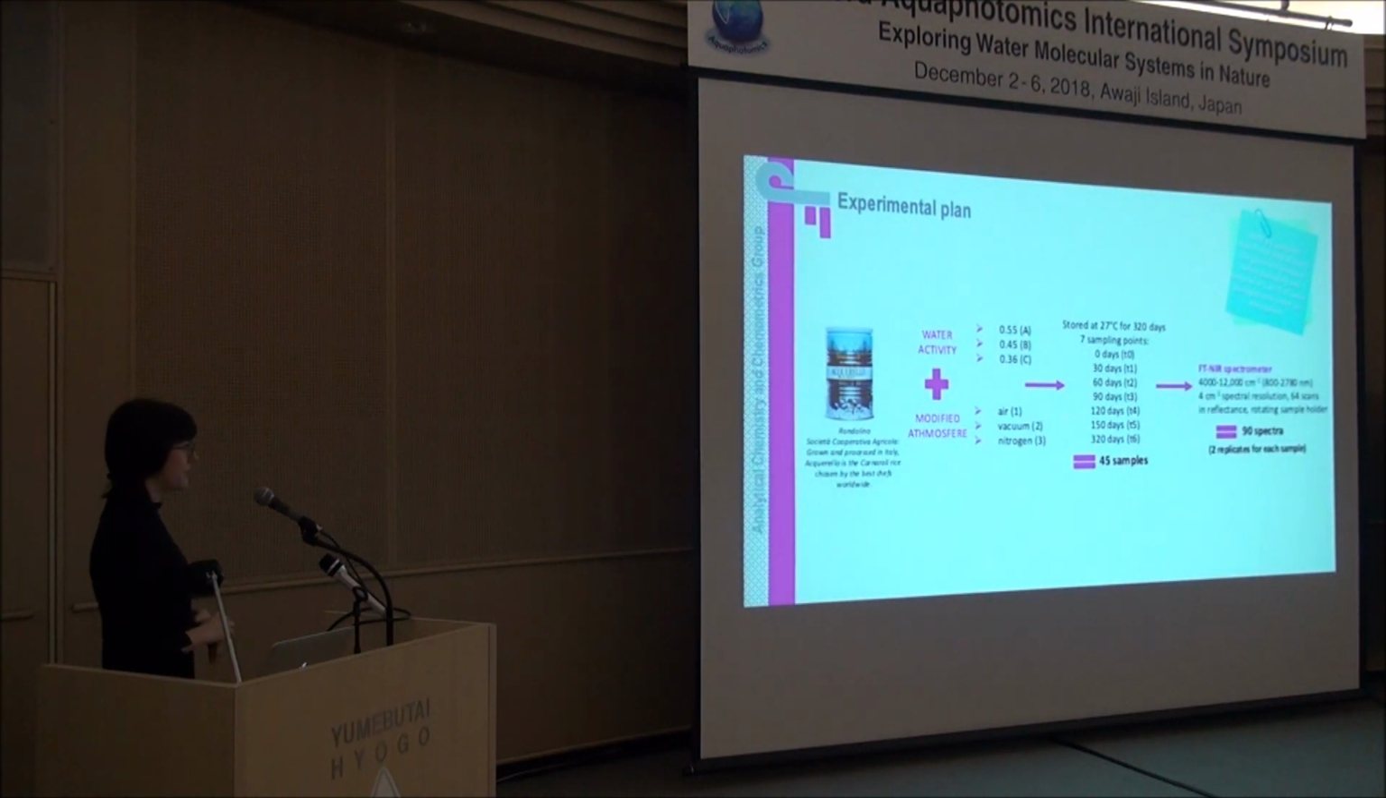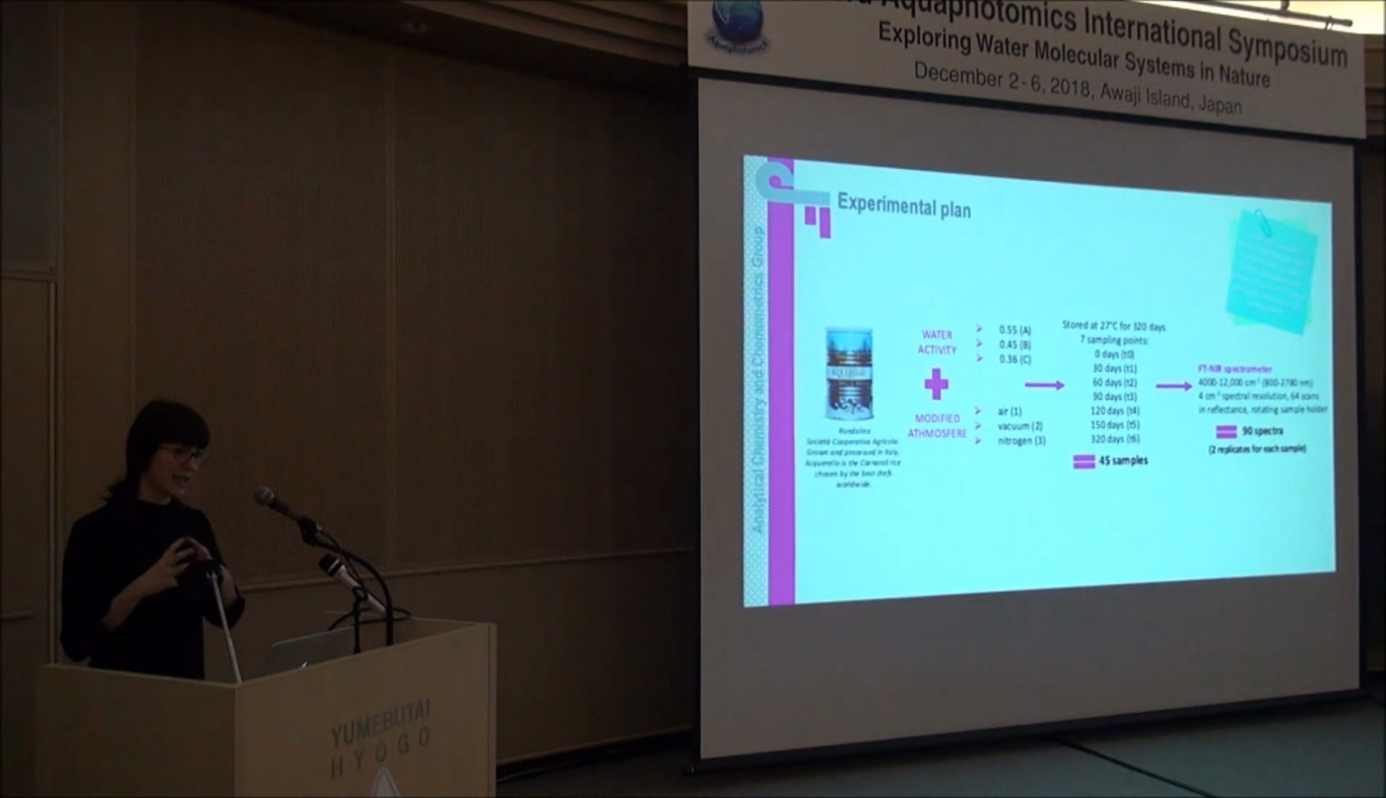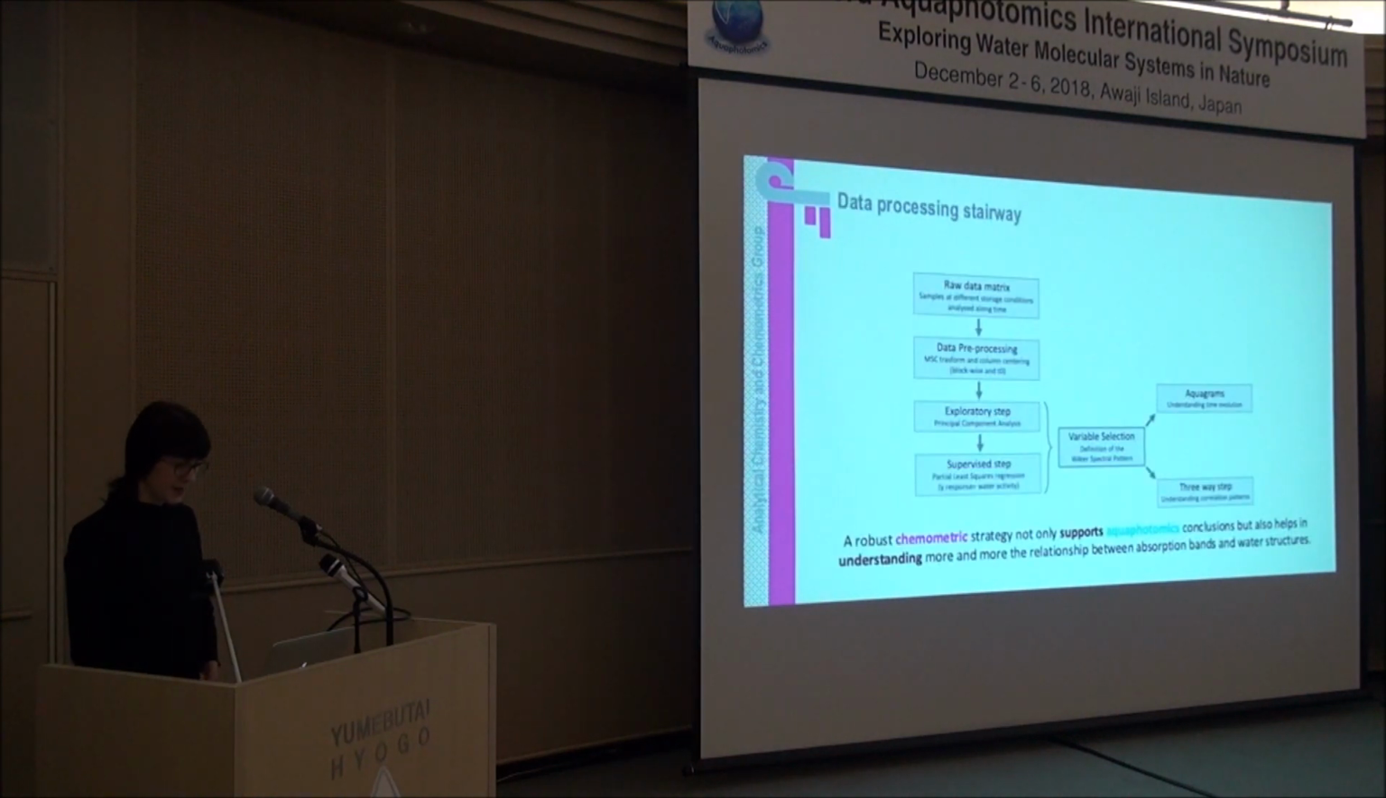So we made the FT-NIR of these samples. We used a rotating sample holder in reflectance with 4 cm⁻¹ of spectral resolution. A total of 90 spectra, 2 replicates that are not only analytical replicates, but we opened 2 cans of rice germ to do the analysis.